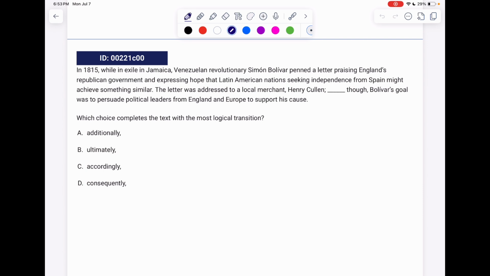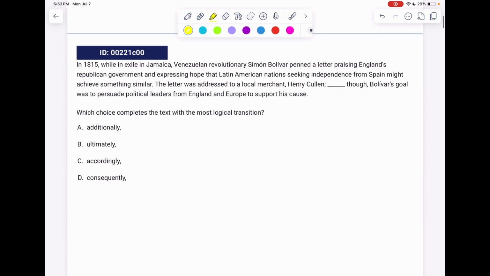If we're thinking about which choice completes the text with the most logical transition, remember, the transition word is always making a transition to what comes right before it. So, what's the relationship between a letter addressing the local merchant, and though we have a little bit of a contrast here, the ultimate goal was to persuade political leaders from England and Europe to support his cause? I think I might have given it away a little bit. We're thinking about this is what he did, but this was the goal. Which transition word says that this is our goal? Let's take a look.